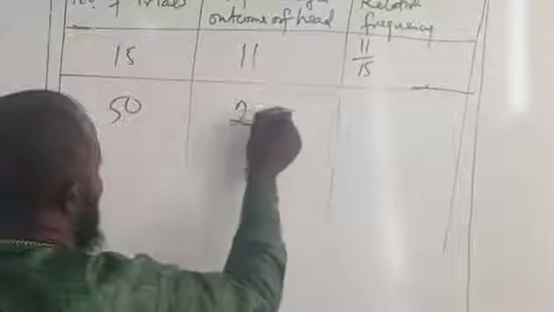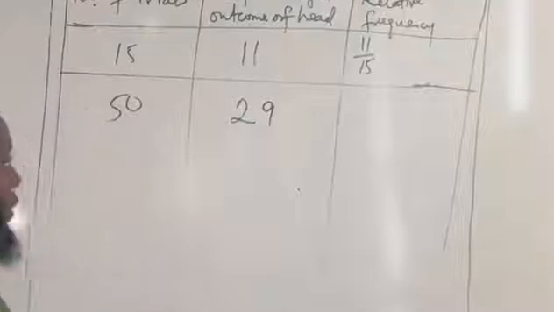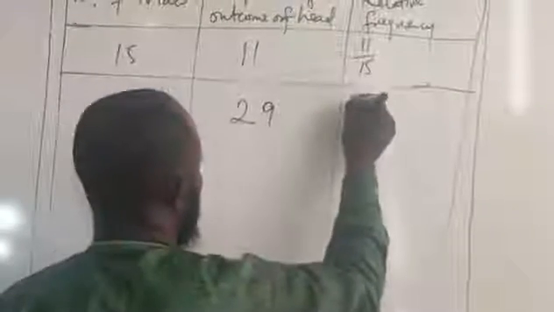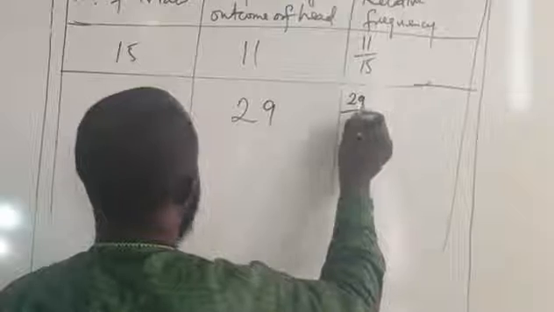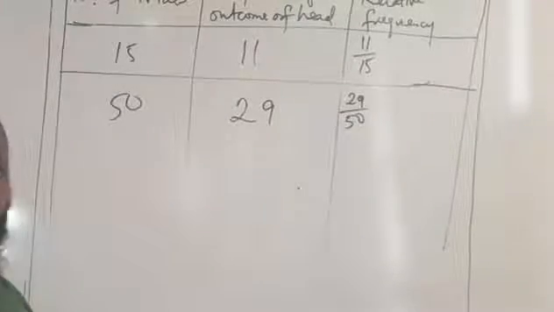So we carry out another experiment, maybe 50 times. Out of the 50 times, head appears 29 times. So relative frequency here will be 29 divided by 50, and so on and so forth.